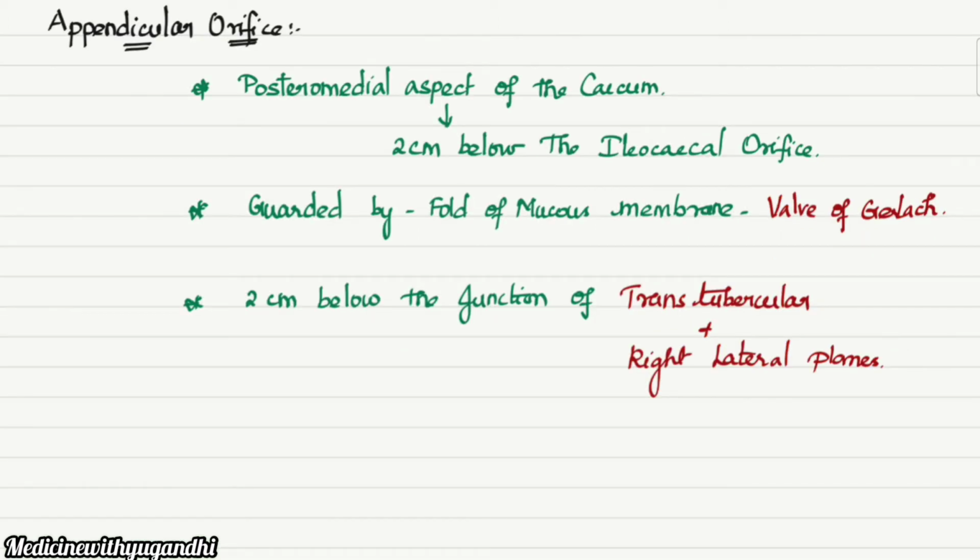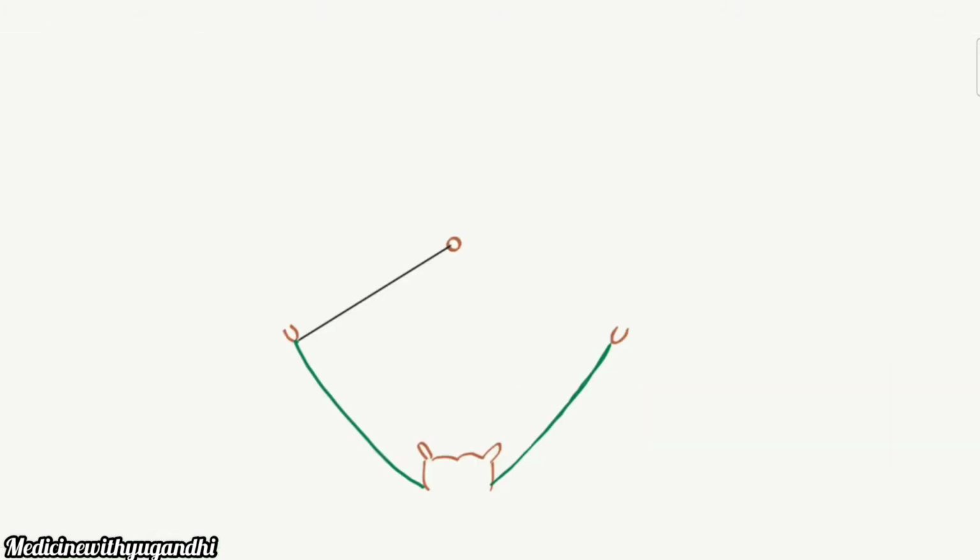Once again, let me revise the position of the appendicular orifice. It is situated on the posteromedial aspect of the cecum, just 2 centimeters below the ileocecal orifice, and it is guarded by a fold of mucous membrane, and the valve is called the valve of Gerlach. Then with respect to the planes passing through the abdomen, it is situated 2 centimeters below the junction of the transtubercular and right lateral planes.